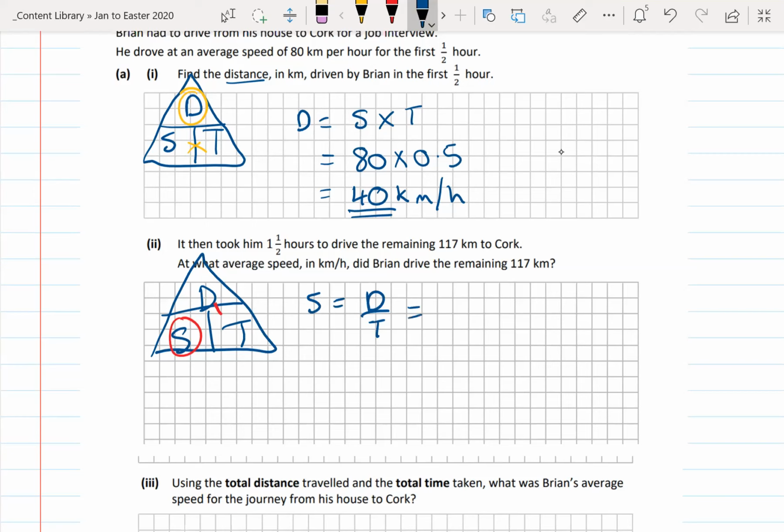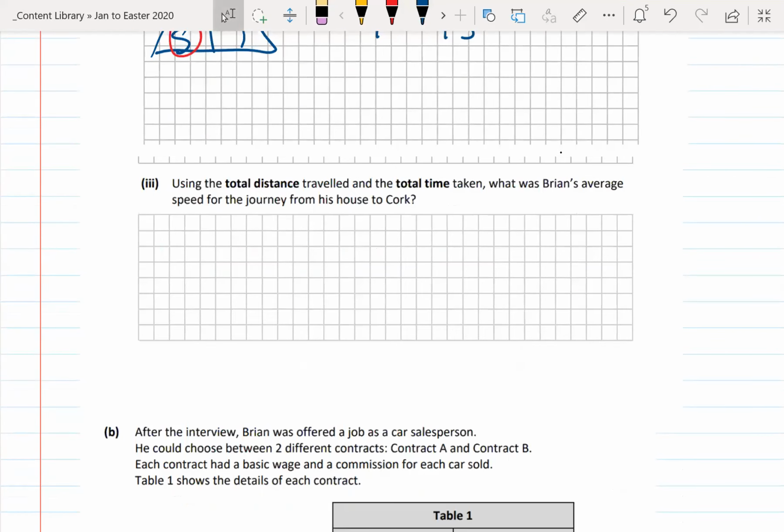Distance is 117 kilometers that are left. The time is 1.5 hours. So it's 117 divided by 1.5, which works out as 78 kilometers per hour.